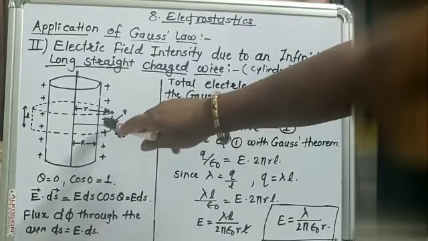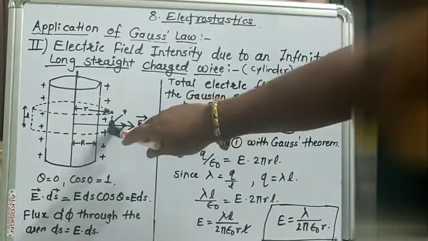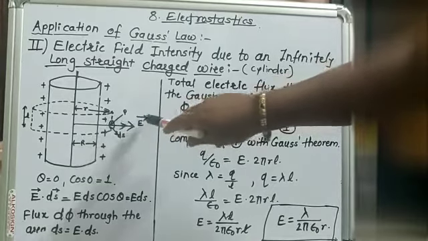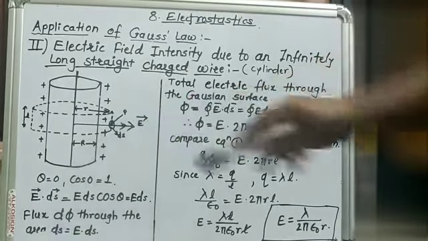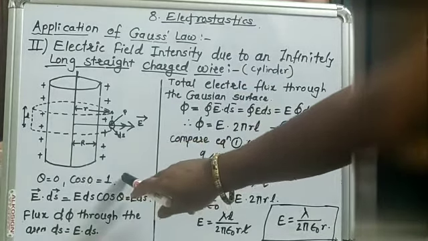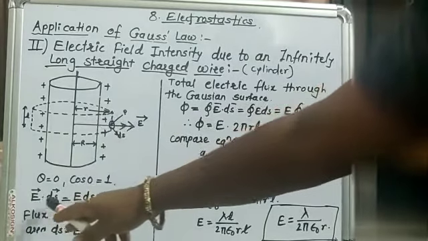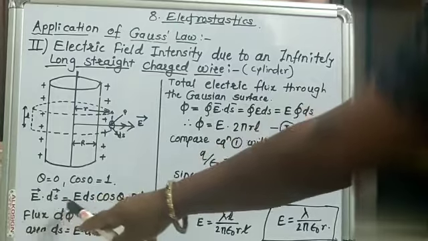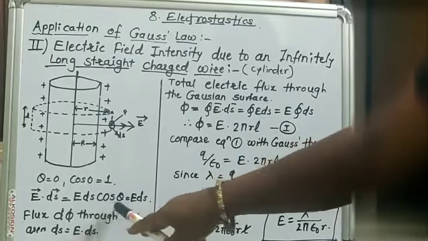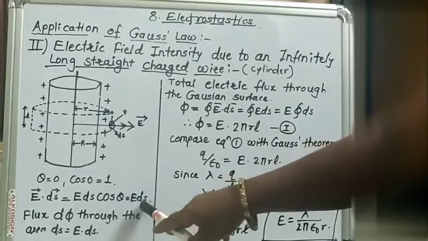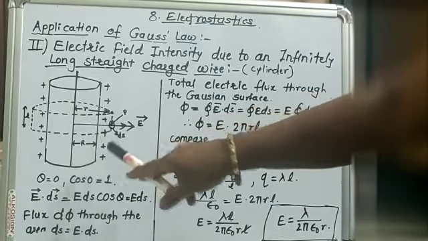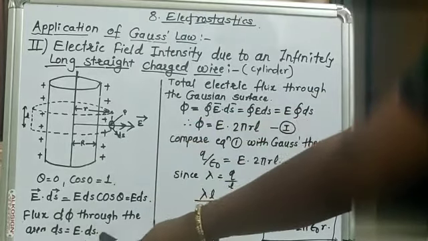The angle between the direction of E and the normal to this surface is 0, because both lie on the same line, so theta is 0 and cos 0 is equal to 1. According to Gauss's law, E bar dot ds bar is E ds cos theta. With theta equal to 0, this is E ds, meaning d phi, the small flux passing through the area ds.